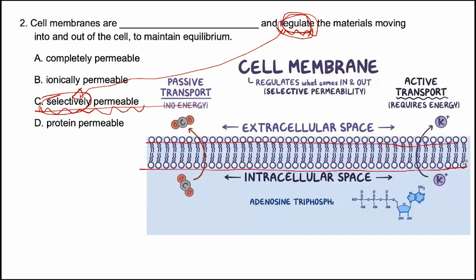So with that said, cell membranes are, A, not completely permeable, right? That's not true. We only let in selected materials, okay? So ionically permeable membranes are actually both ionically and other molecules can also go through. So that's not the case. So I think the more inclusive term will be C, selectively permeable, and that would be the answer for this case.